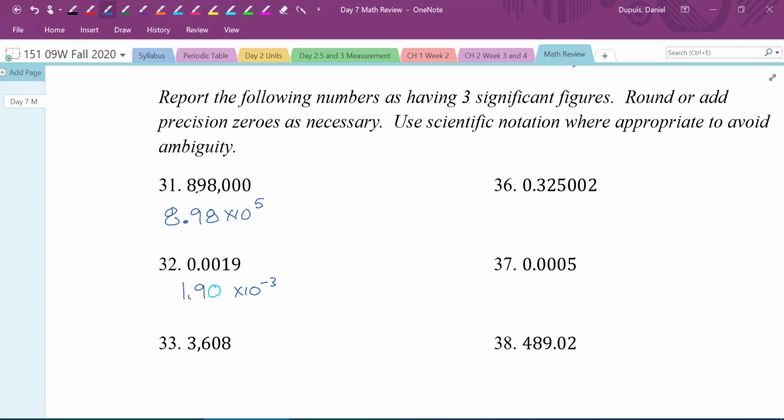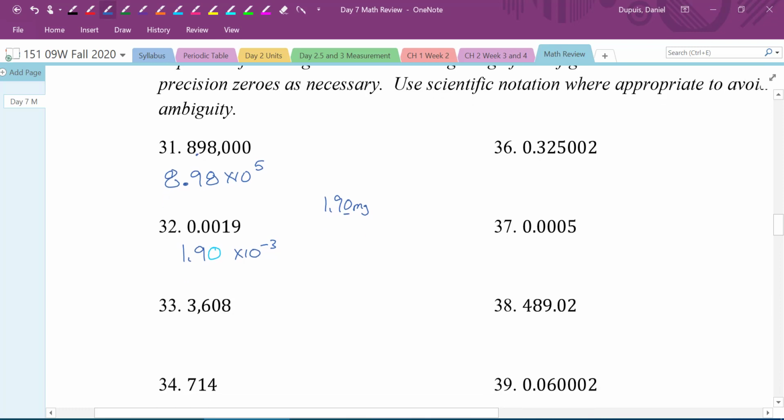But here's the thing. I could potentially weigh 1.90 milligrams, right? That's not unreasonable, and so there could be data there. Now here, I have 1, 2, 3, 4 sig figs. So you could write this as 3,610 or 3.61 times 10 to the 3rd. Either one clearly conveys 3 sig figs.